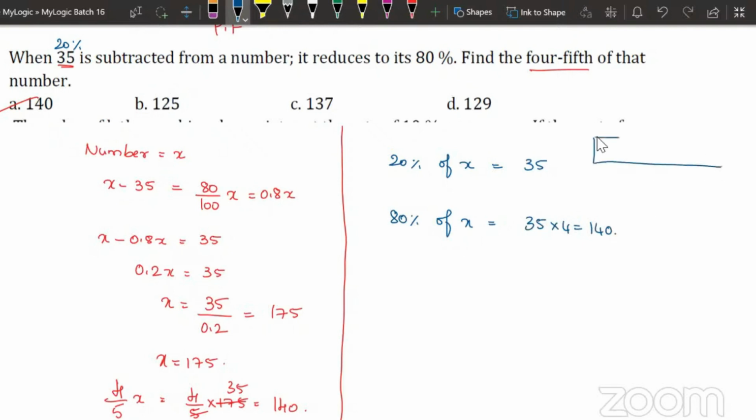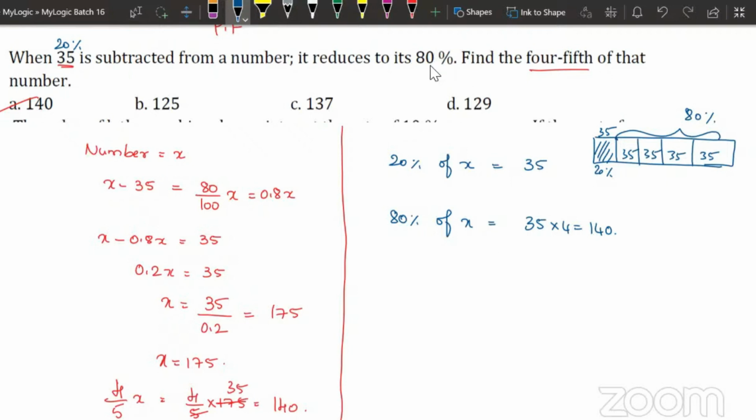See, you have a number and that is divided into 5 equal parts. And this is 20%, 35. After subtracting 20%, you are left with 80%, right? And if 20% is 35, then each of these is also 35. So what is 4/5 of the number? It's nothing but 140. So if you can solve it this way, then you can save a lot of time.